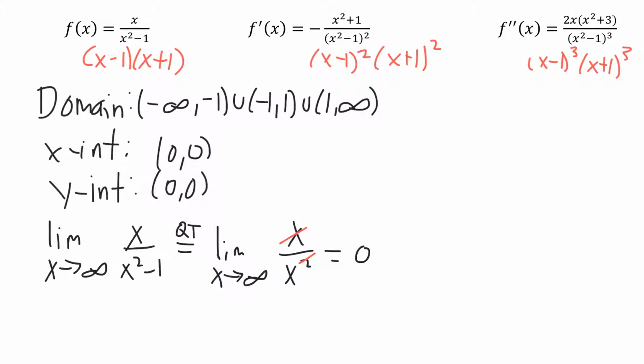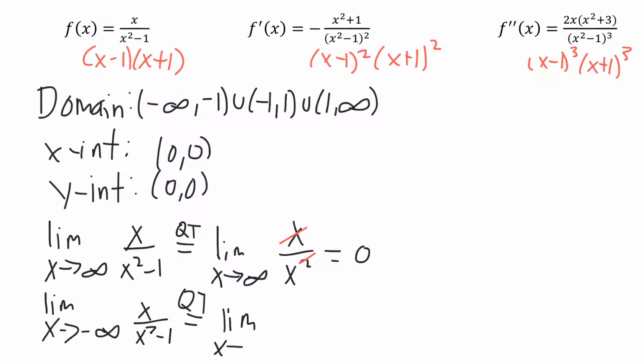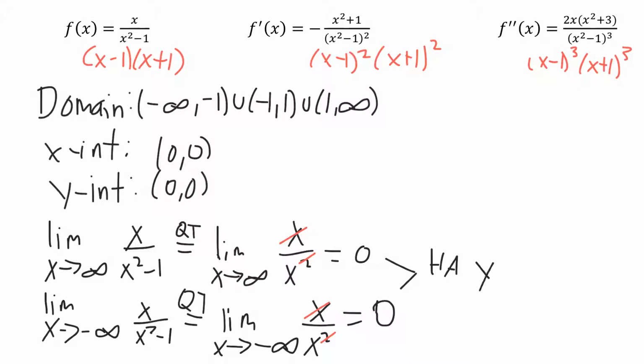Now, this doesn't happen often, but every once in a while there is a different limit as x approaches negative infinity, and so for completeness, we're going to approach negative infinity as well. In our case, the quotient theorem will still apply, and because we don't have any kind of absolute value or root going on, we're still going to have x over x squared, which is still going to simplify just as nicely to 1 over x, which again gives us 0. So here we have a horizontal asymptote at y equals 0.